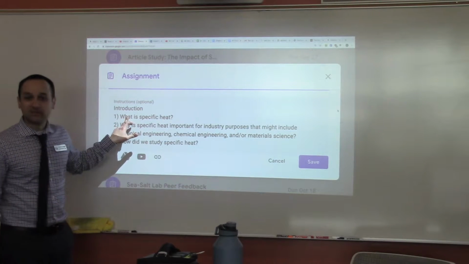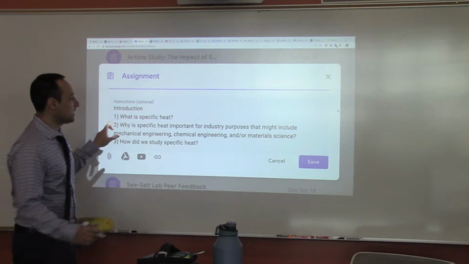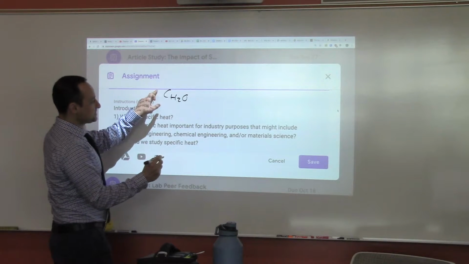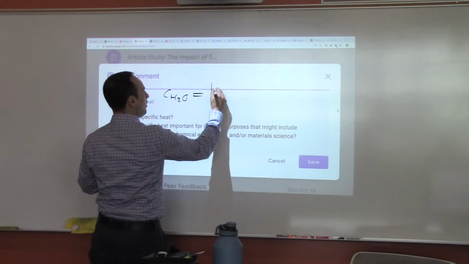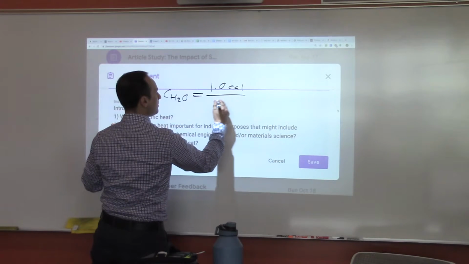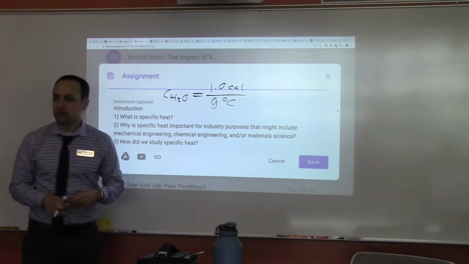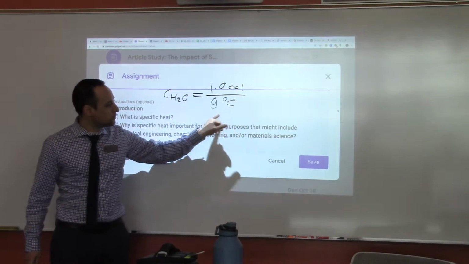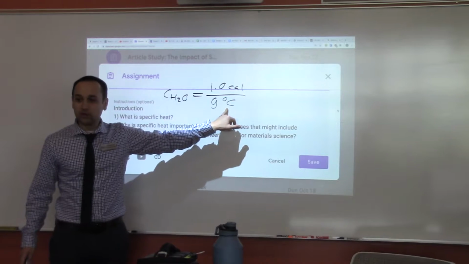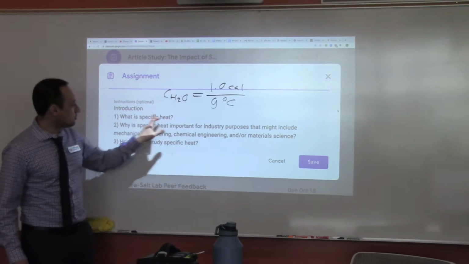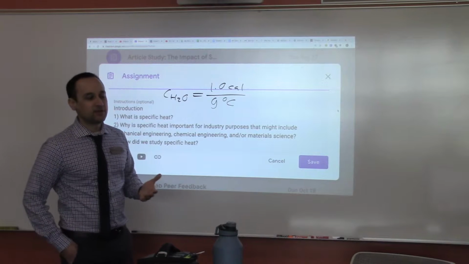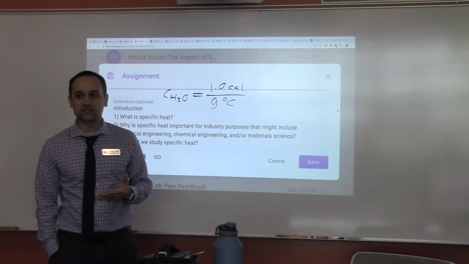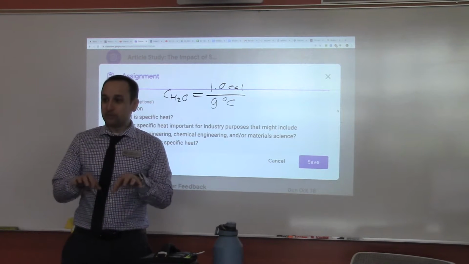When we think about what specific heat is, we need to think about the units for specific heat. So, the specific heat for water, say, and I write C H2O subscript, well that's 1.0 cal per gram degrees Celsius, alright? So what we're looking at is the amount of energy required to raise a gram of a substance by 1 degree Celsius, okay? So that's what specific heat is. It's the amount of energy that's required to raise 1 gram of a substance by 1 degree Celsius. So that's what I would be typing right now, right?